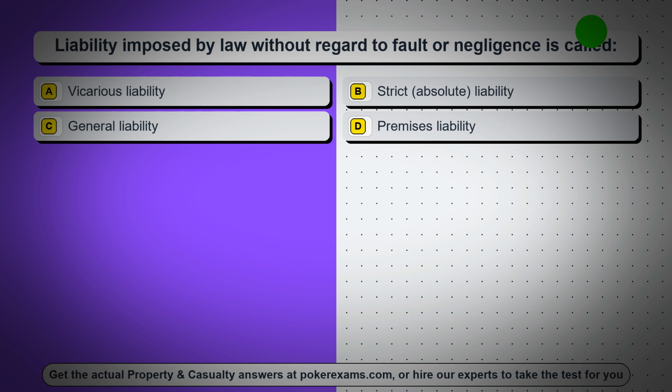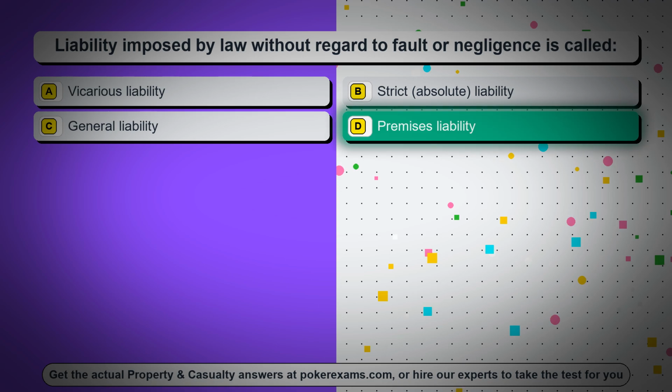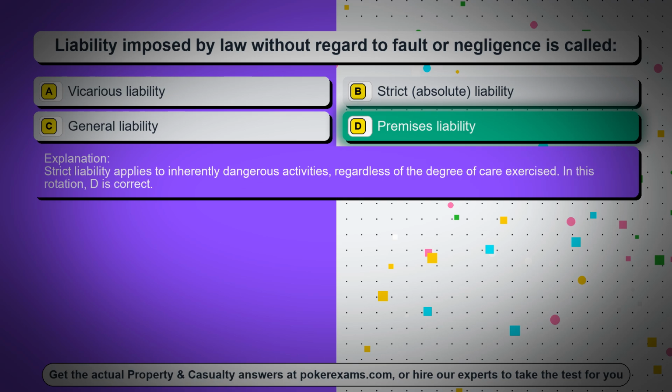Question 49. Liability imposed by law without regard to fault or negligence is called option A, vicarious liability. Option B, strict, absolute liability. Option C, general liability. Option D, premises liability. The correct answer is option D, premises liability. Strict liability applies to inherently dangerous activities, regardless of the degree of care exercised. In this rotation, D is correct.